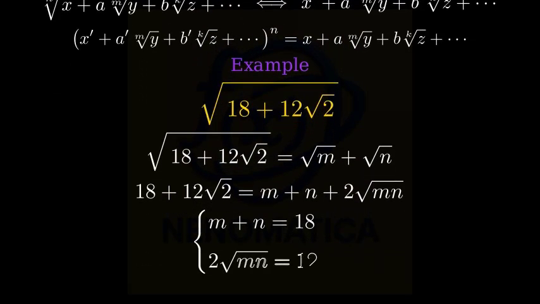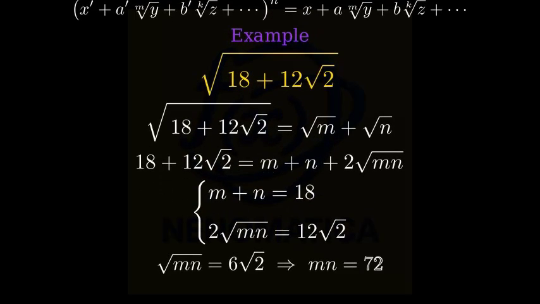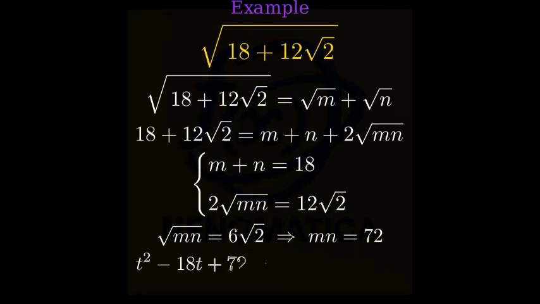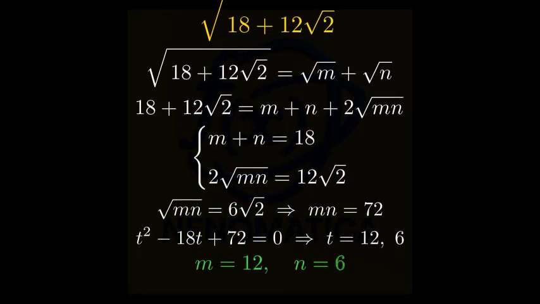Because the non-radical and radical parts must match, we obtain a system of two equations. From the second equation, divide by 2: the square root of mn equals 6 root 2. So mn equals 72. Now solve m plus n equals 18, and mn equals 72. That quadratic factors as t squared minus 18t plus 72 equals 0, giving t equals 12 or 6. So m is 12 and n is 6 in some order.